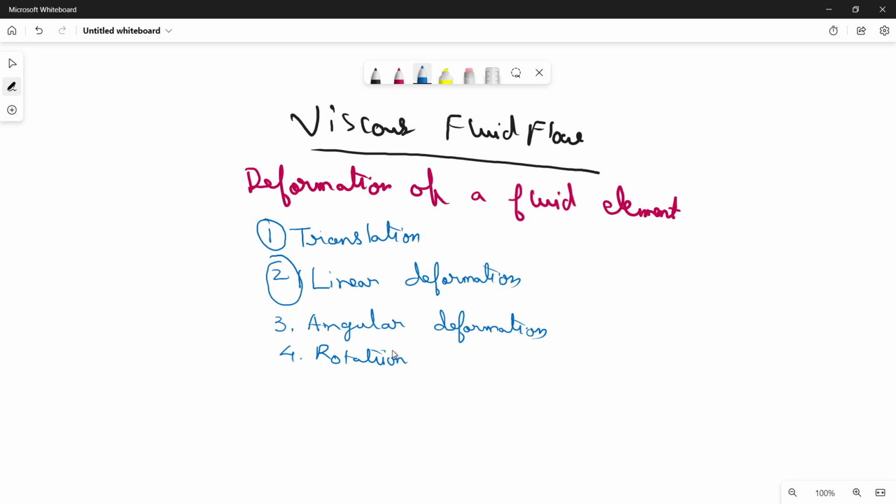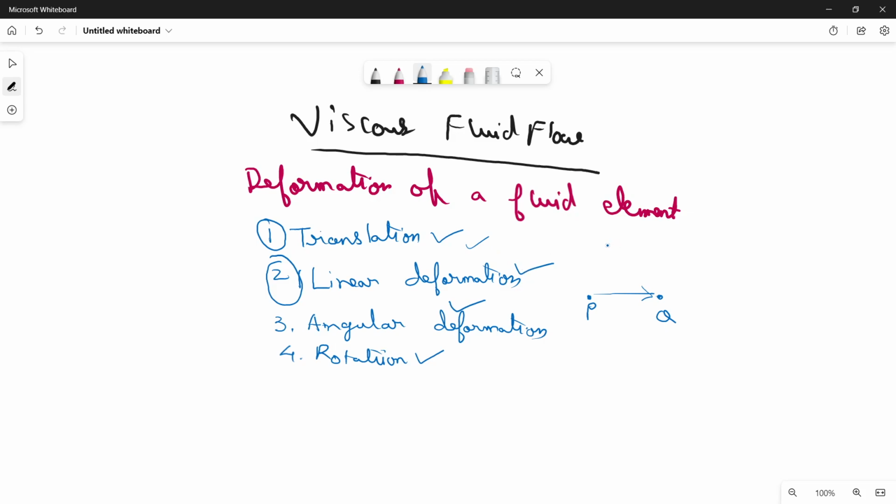So when do you say that the fluid element has deformed? When there is a translation, linear deformation, angular deformation, or rotation. Okay, so what exactly are these? The translation is basically when, without any change in the length of the fluid element in any direction, it is simply moving, it is simply changing its position. Say it is moving from position 1 to position 2, or say position P to position Q. So this simple movement without any deformation or without any change in length along any of the directions is termed as translation. Okay, so translation along x, y, and z direction.